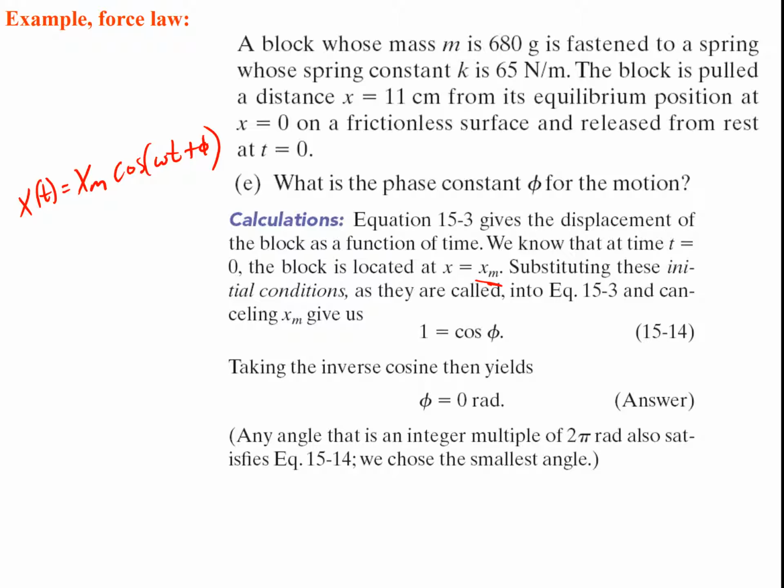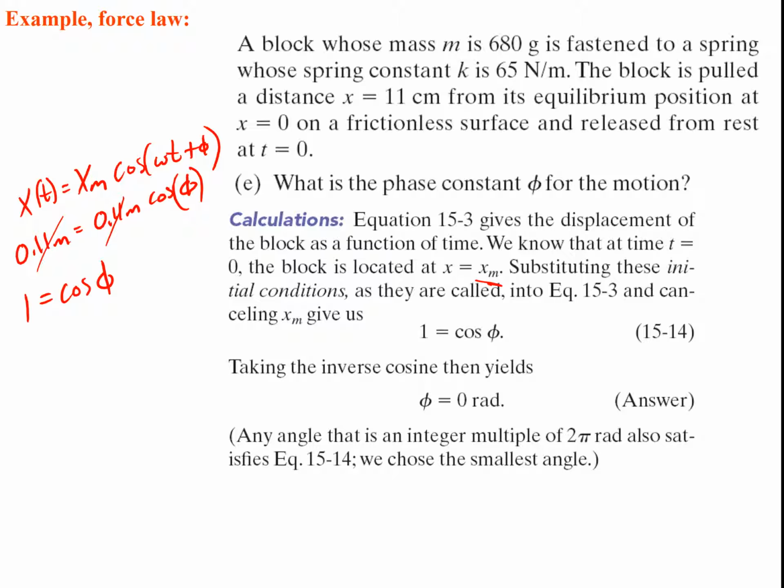When t is equal to 0, x is going to equal xm. Right? It's going to be at its max position. So if we plug those values in, this is just going to be 0.11 meters is equal to 0.11 meters times the cosine of this function. Well, this is at time t is equal to 0. So the first part of this is just going to be 0. So all you're left with is phi. Now, of course, these 0.11 meters are going to cancel out because you have them on both sides. So all you're left with is 1 is equal to the cosine of phi.